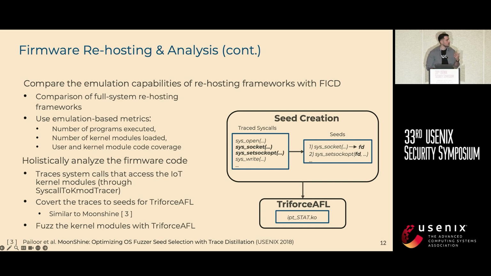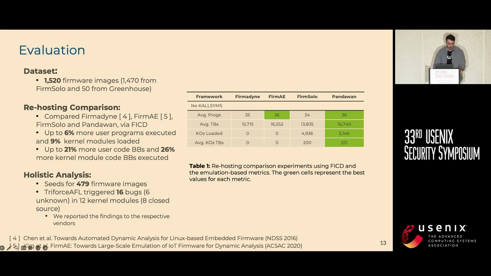Now, Pandawan's analysis is actually twofold. First, it can use FICD to compare different rehosting systems along emulation-based metrics like the number of user-level programs executed and kernel modules loaded, and also the user and kernel module code coverage achieved by each system. Also, the analyst can include other metrics if they want to. And second, it can holistically analyze the target firmware. Specifically, it uses a syscall to K-mode tracer plugin to trace system calls that access IoT kernel modules that were loaded by the firmware during its boot up sequence. Then it uses a technique similar to the Moonshine paper to convert these traces to seeds for TriforceAFL, and then we use the TriforceAFL kernel fuzzer to fuzz the IoT kernel modules within the target firmware.